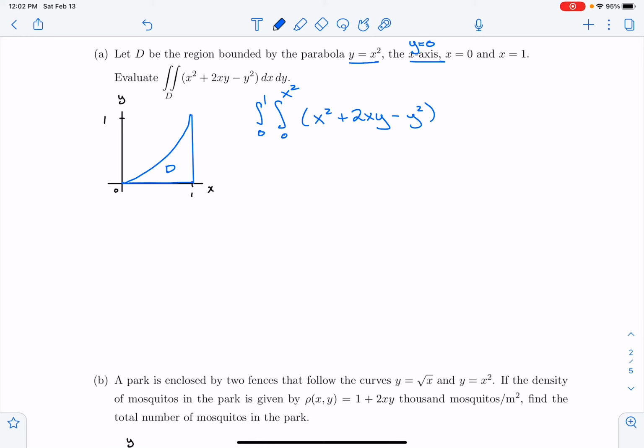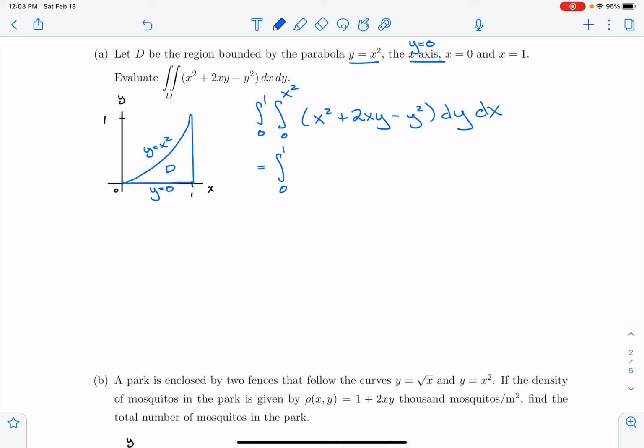Okay, this integral, because it's a type 1 region, is going to be dy, because I'm between two curves, y is a function of x, and dx. Let me be explicit that this is the function y equals x squared, and this is the curve y equals 0. Now it's just up to me solving this integral.